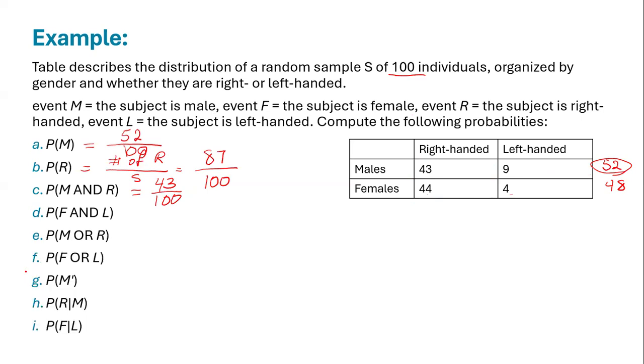Now, part D, find the probability when the subject is female and left-handed. How many females that are left-handed are in this table? Females that are left-handed, there's just 4. So the answer is 4 over 100.